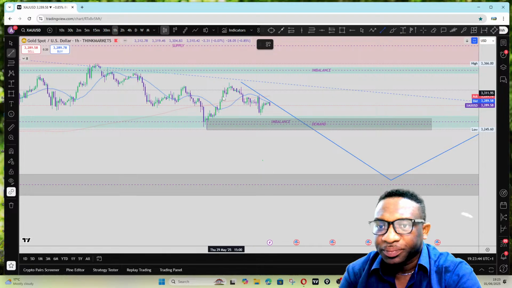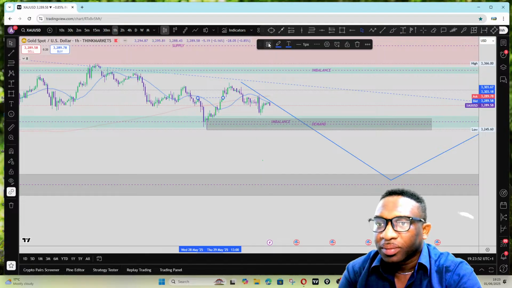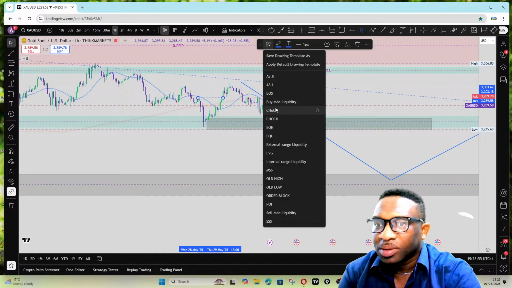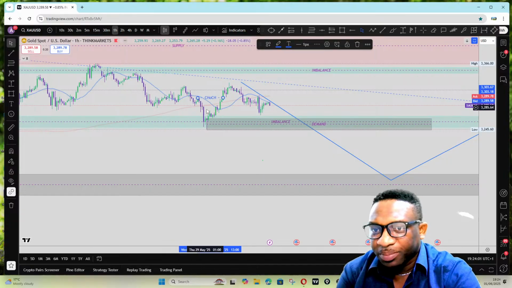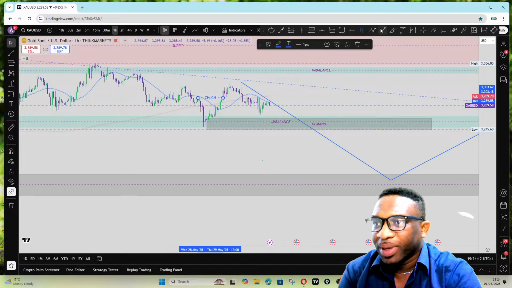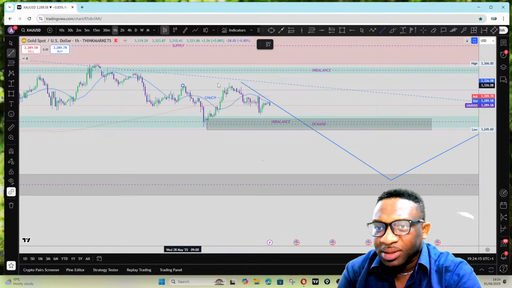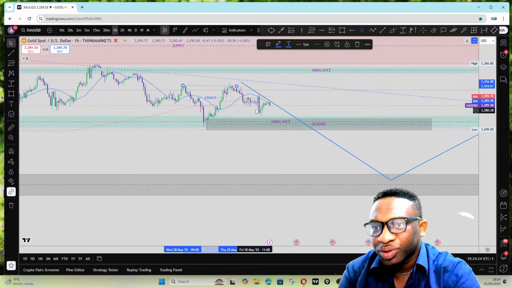Let's put this. So this is a high. So we'll say this is another change of character here. So this is another change of character because we had price moving down, making lower lows, and this here broke this area, causing a change of character. But as we can see, price could not break above this area, so it just made equal highs. Price made equal highs and then pushed down.